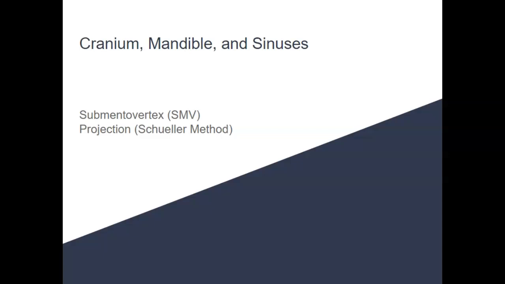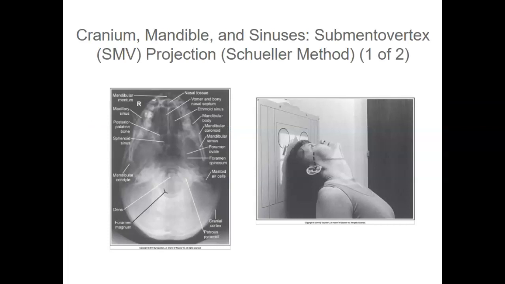In this presentation, we will review the cranium, mandible, and sinuses, the SMV projection. Image analysis guidelines for the SMV projection state that the mandibular mentum and nasal fossa are demonstrated just anterior to the ethmoid sinuses. Distances from the mandibular ramus and body to the lateral cranial cortex on both sides should be demonstrated as equal. The vomer, bony nasal septum, and dens are aligned with the long axis of the exposure field.